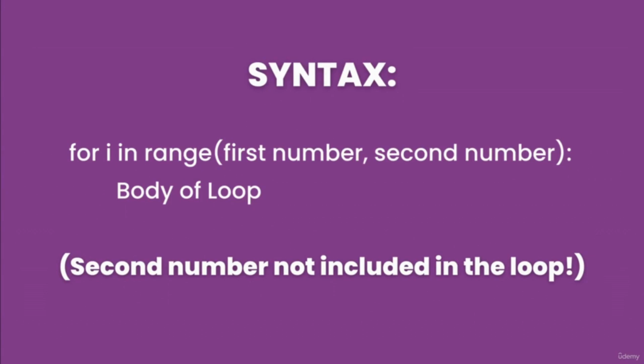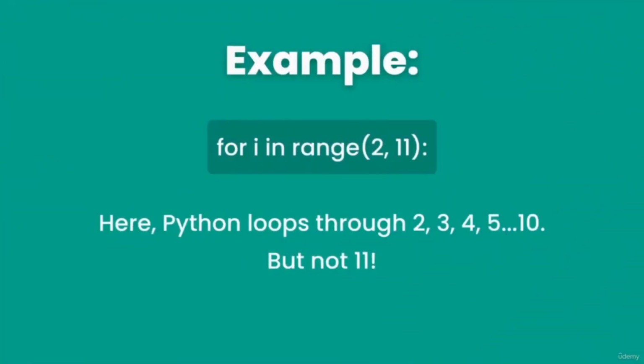Here, i is just a variable that represents each number you are looping through. And the first and second numbers basically define the starting and ending numbers that you want to loop through. Python will loop through all the numbers from the first to the second number, but the second number is not included. So if my numbers were 2 and 11, Python would loop through 2, 3, 4, 5, and so on until 10, but it would not include 11.